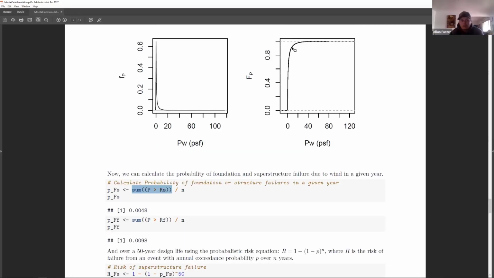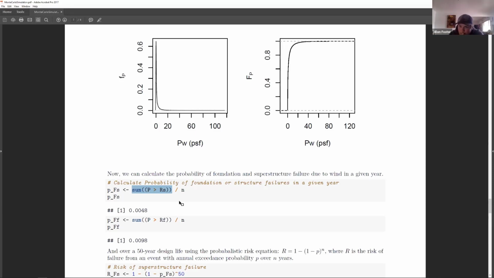Okay, and this is telling you the probability that a foundation or structure fails in a given year, because you're taking the probability of getting a wind load greater than something. That's like a 1-year design, but it could be like a 100-year design. It's the same sort of deal, right? Just in a 1-year design spectrum, because you don't know if you'll get that or not, right?